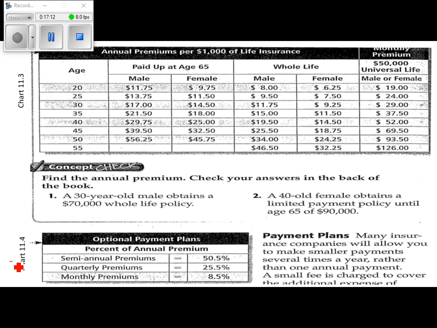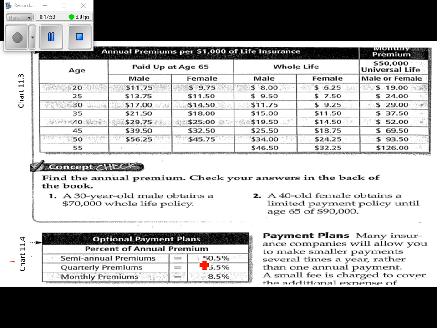Down here at the bottom, chart 11.4 is optional payment plans. All of this is if you pay your premium in one lump sum for the entire year. Down here shows you that if you pay it semi-annually, so twice a year, then each time you pay 50.5%, so you actually pay 0.5% more than just half. And that gives them a little money for dealing with the paperwork and everything, and you not paying in one lump sum.